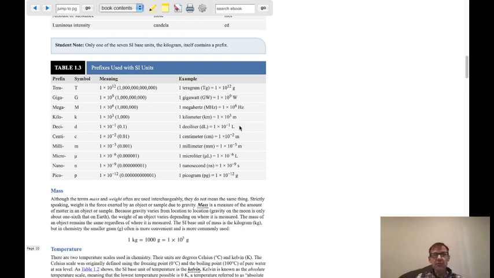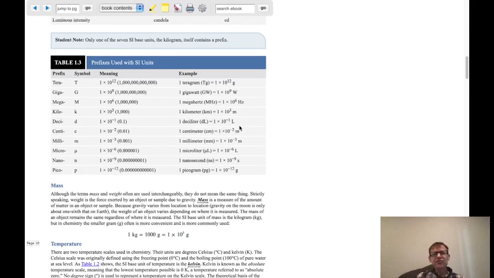A very small number would be pico. So if we have 1 picogram, that would be 1 times 10 to the minus 12 grams. So that would be 0.000 with 11 zeros and then grams. That would be a very, very small mass. Okay, so those are the prefixes.